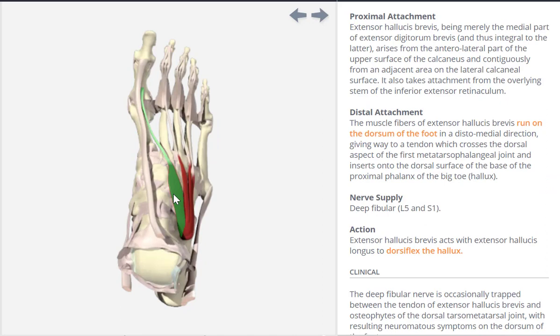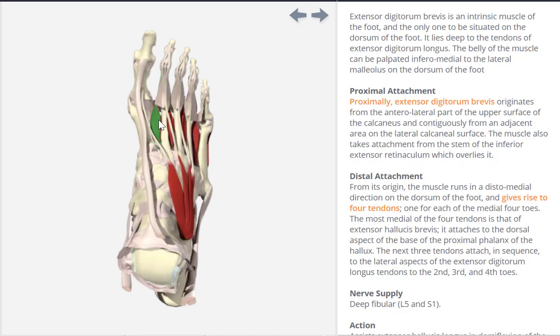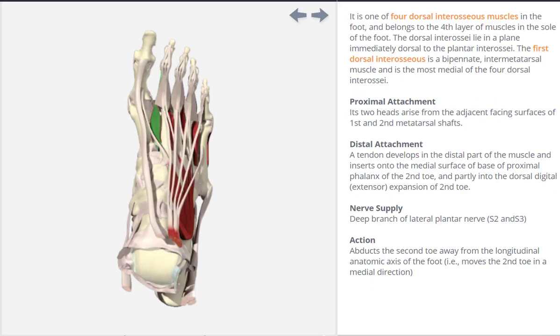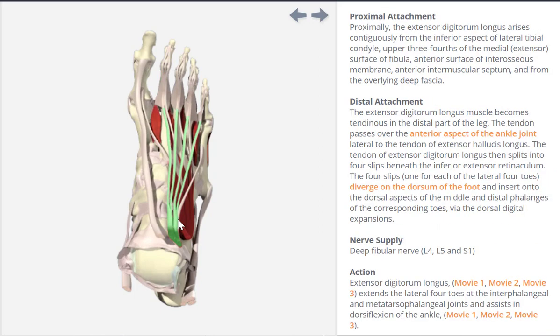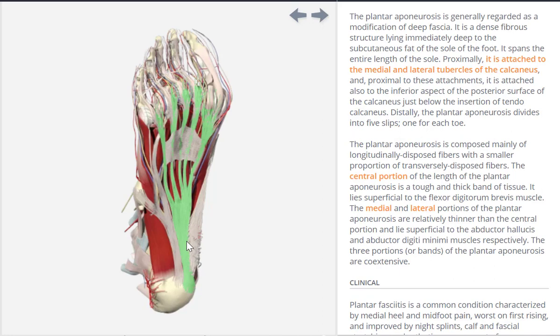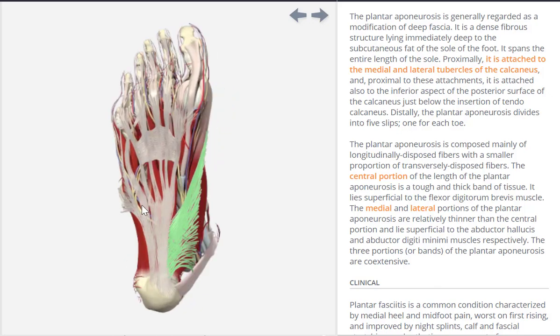This is extensor hallucis brevis, extensor digitorum brevis. Interossei you should already know from the last section. Here are the various extensor digitorum longus tendons. This is the plantar fascia, the central portion of it. This would be the lateral portion of it, and then this would be the medial portion of it. You see how extensive that is.